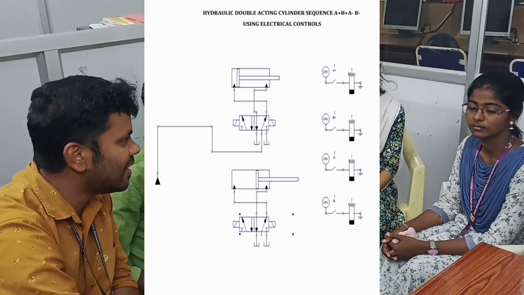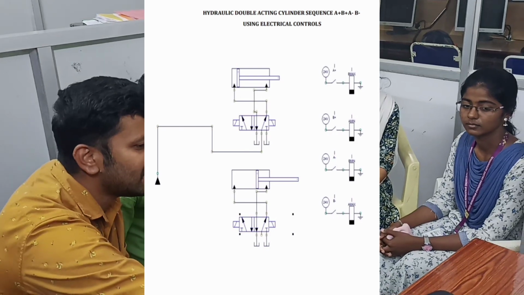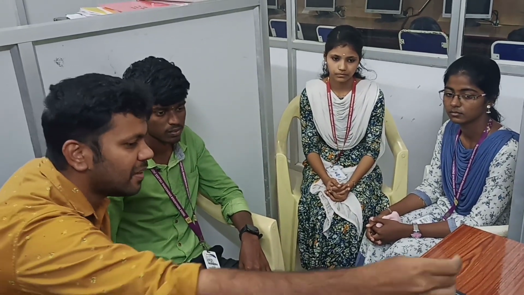Now we are going to see in the software how to insert the components and then simulate. This is the hydraulic double acting cylinder circuit diagram. First one is the hydraulic reservoir, where we are going to store the oil. From there we pump the oil into the direction control valve and then into the double acting cylinders. By using electrical switches, with a 24 volt power supply, we control the two double acting cylinders.